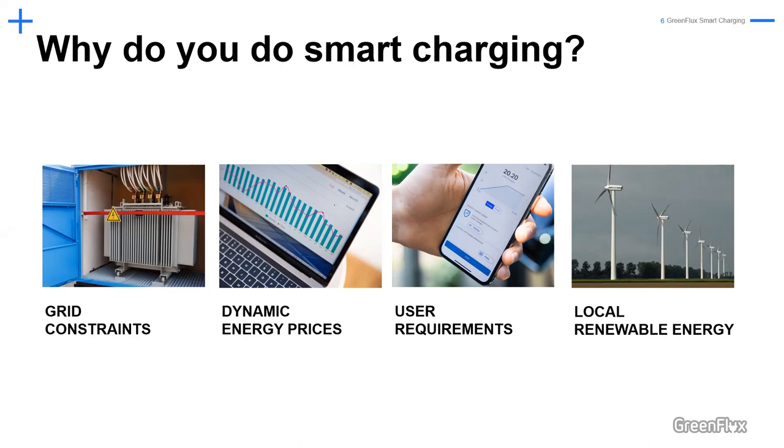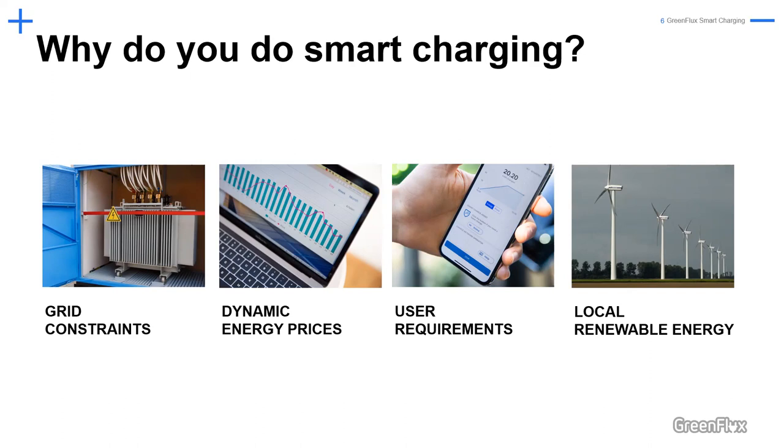And finally, there's the renewable energy locally produced that you might want to take into account. This is always a bit of a strange one because local renewable energy has two effects. It has an effect on the grid load. It has an effect on the energy balance. So basically, we already covered them in the grid constraints and dynamic energy prices. So it's a little bit up to the local legislation whether or not this is interesting.